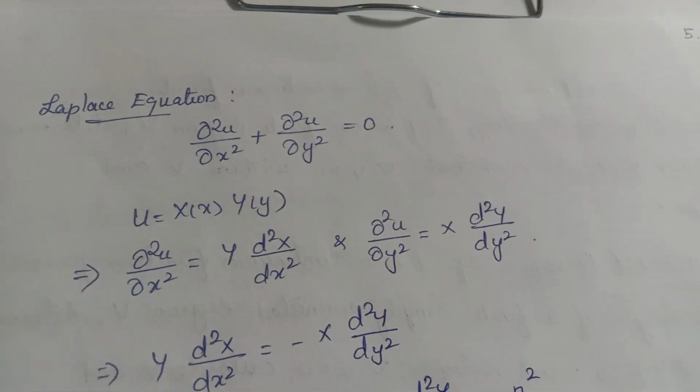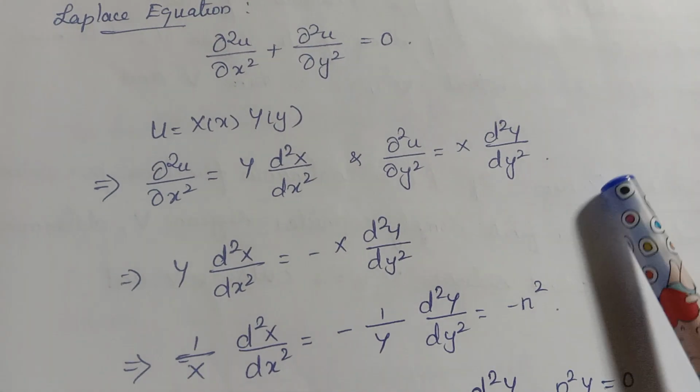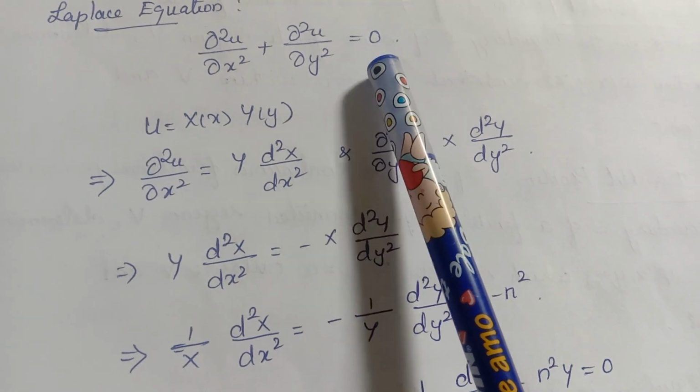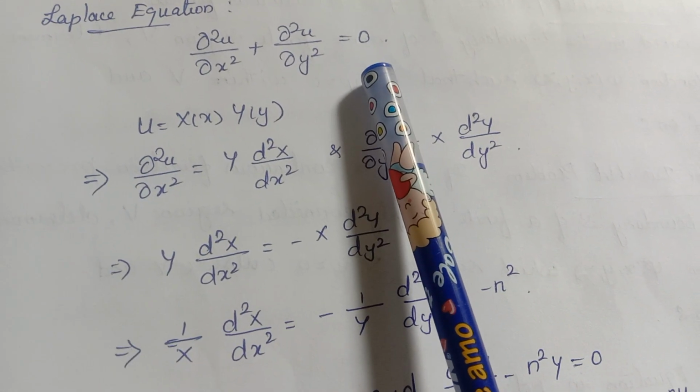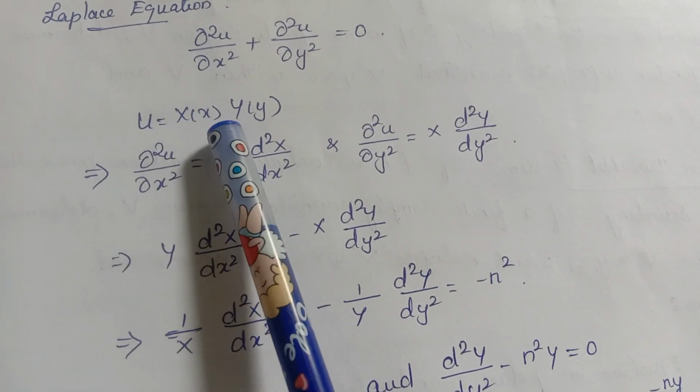Next one is the Laplace equation. We very well know what the Laplace equation is in Cartesian coordinates: ∂²u/∂x² + ∂²u/∂y² = 0. First, let me find the solution by the method of separation of variables. So here u is a function of x and y. I am taking u = X(x) Y(y).